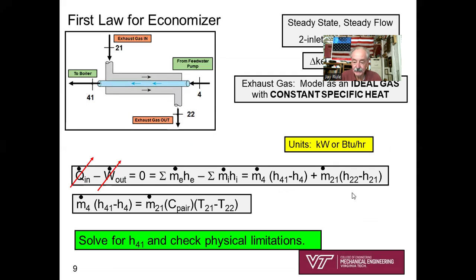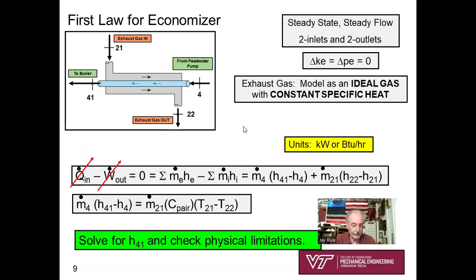So now in our analysis, we're going to write the first law for our economizer. It should look familiar. Look at the repetition here. It's a heat exchanger. It's steady state, steady flow. We've got 2 inlets and 2 outlets. No changes in kinetic and potential energy. We're going to consider that the economizer is fully insulated from its surroundings. The economizer is not lifting a weight, no shaft coming out. So the first law is going to say Q dot in, 0, minus W dot out, 0. So 0 equals the sum of the m dot leaving h leaving minus the sum of the m dot in h in.